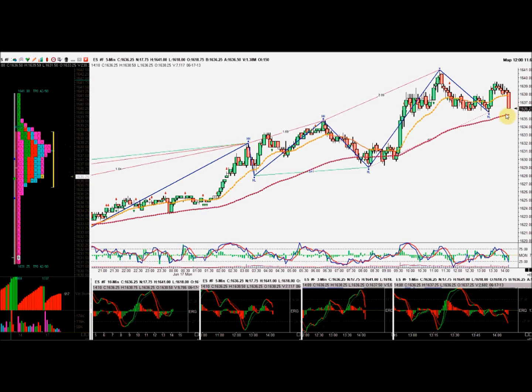We have a pretty significant drop here. We're down at 1636.25, 1636.50. So what I'm looking to do is break this level here, about the 1636 level. Once it breaks that level, it may be making a break for it at about 1635.50, and that's what I'm looking for.